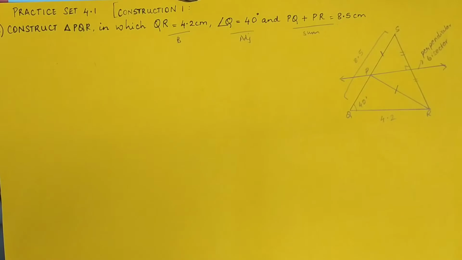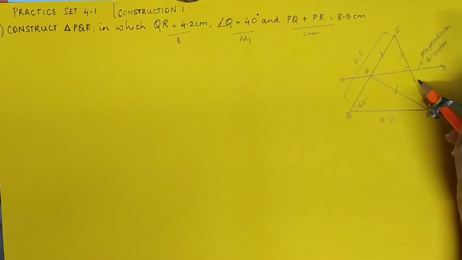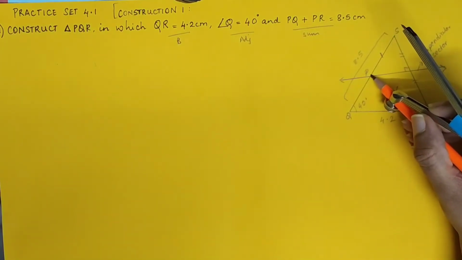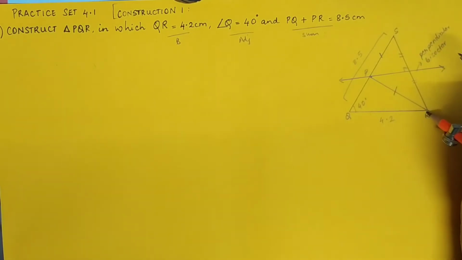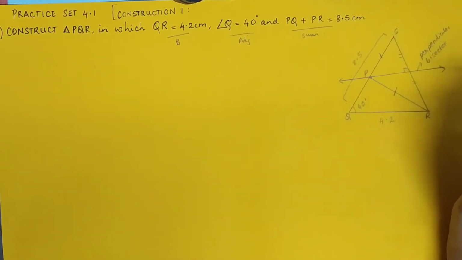Now for this we are going to use the perpendicular bisector theorem, wherein if we draw a perpendicular bisector to a segment, it will divide the segment into two parts forming an angle of 90 degrees, and any point on the perpendicular bisector will be equidistant to the endpoints of that particular segment. So we are going to use the perpendicular bisector theorem to draw this particular triangle.